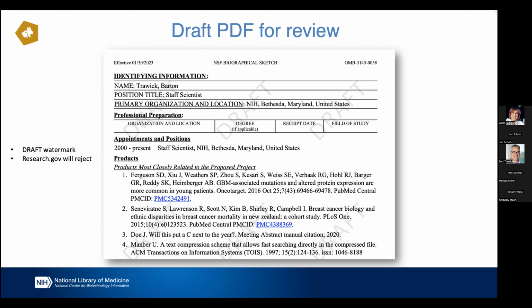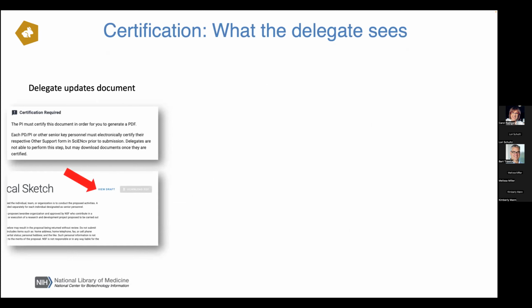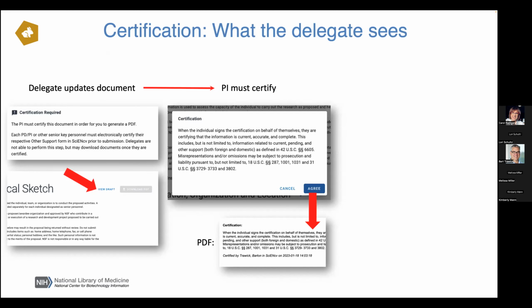All right, so let's say the delegate has been working on it. They've been generating draft versions. They're very happy with it. They're ready to send it over to the PI. What happens next? So there's the view draft button. They then will tell the PI, hey, I've got the biosketch at a point where I think everything's done. Please go in and review it and generate the final version if you wish.